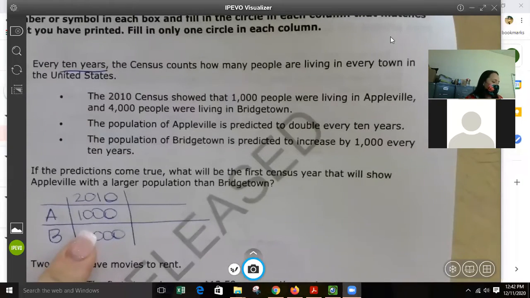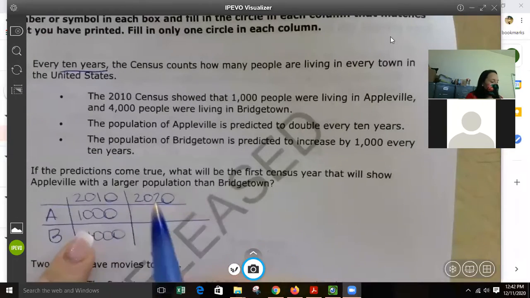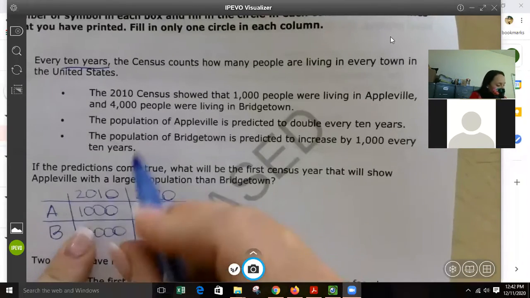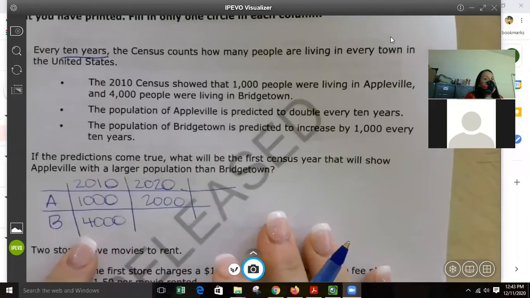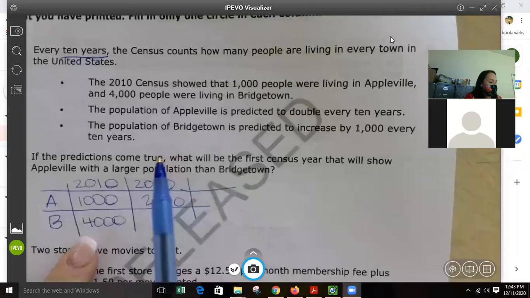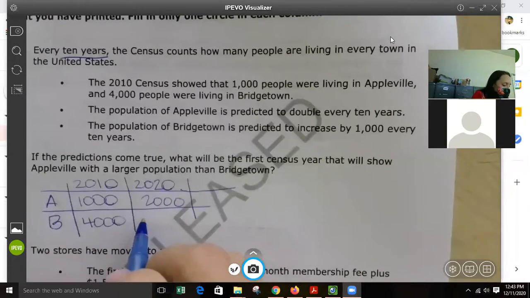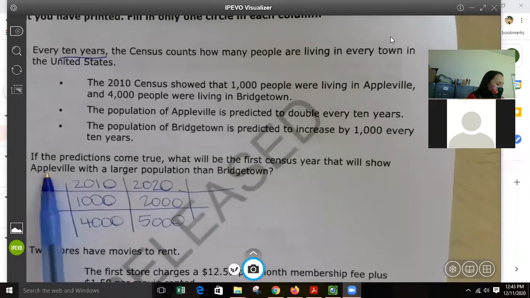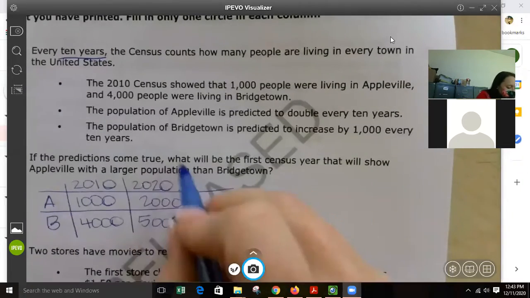So if Appleville doubles every 10 years, so that would be 2020, what does double mean? If they're at 1,000, what will double be? 2,000. Okay. Bridgetown, it says increases by 1,000. So if they're at 4,000 and they increase by 1,000, what will they be at? 5,000. It wants to know what's the first census year that will show Appleville larger, 2,000, 5,000. Appleville is not larger yet. Okay, so we got to go another 10 years.